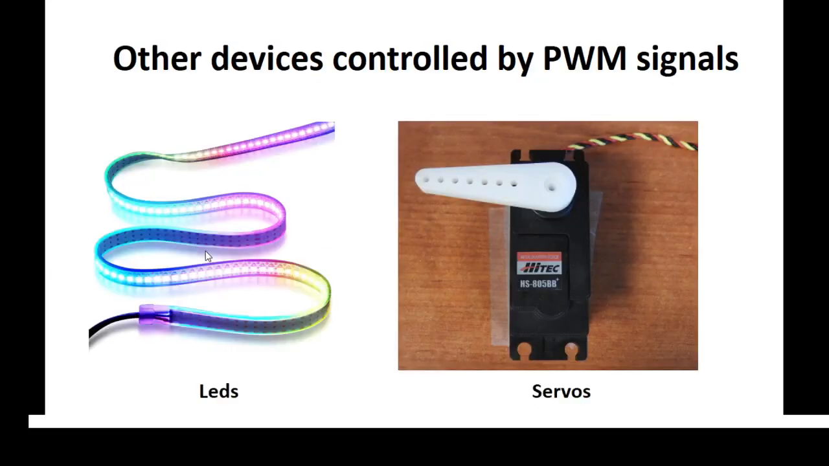There are many other devices that can be controlled with PWM signals. Some of them are sometimes used to build drone platforms, for instance, groups of LEDs or servos.